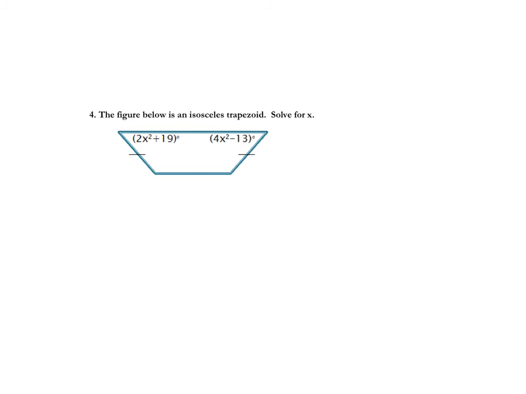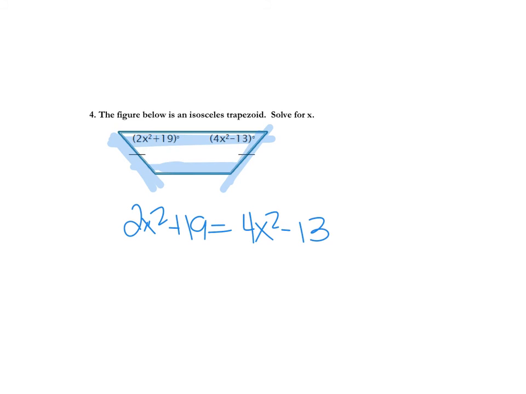So this is an isosceles trapezoid. Okay, an isosceles, we know that because it's marked that these are congruent. So in an isosceles trapezoid, that means that the lower base angles or the upper base angles are congruent. So I'm going to set these two equal to each other. Notice that this is a quadratic, but there's no linear term. So I'm going to get 2x squared to equal 32. So I subtracted the 2x squared and added the 13.